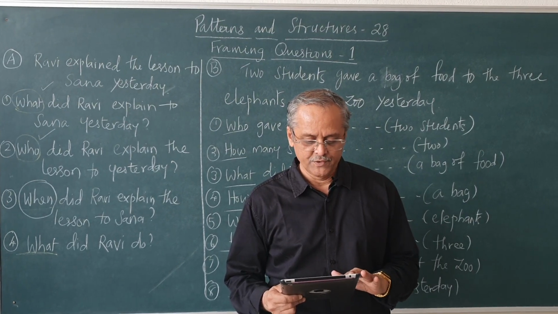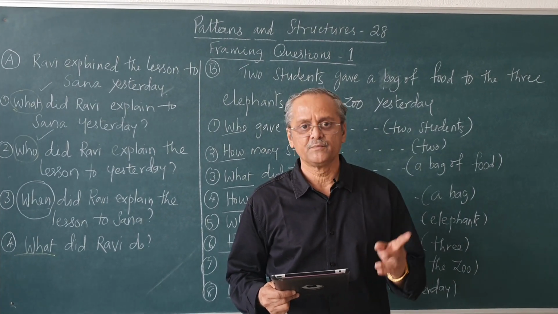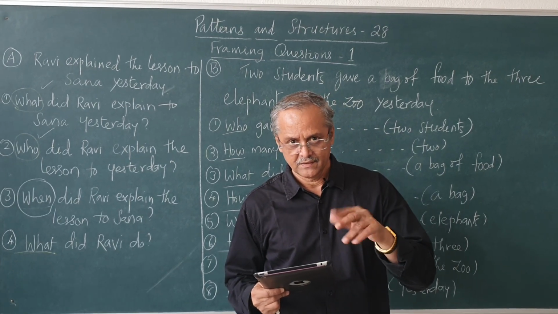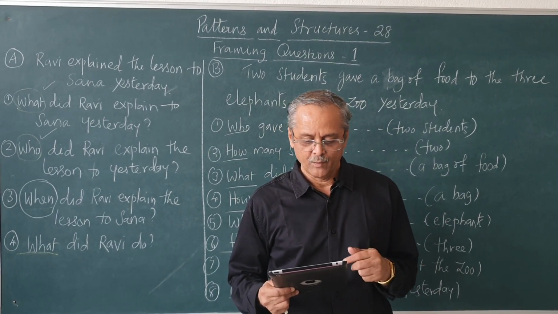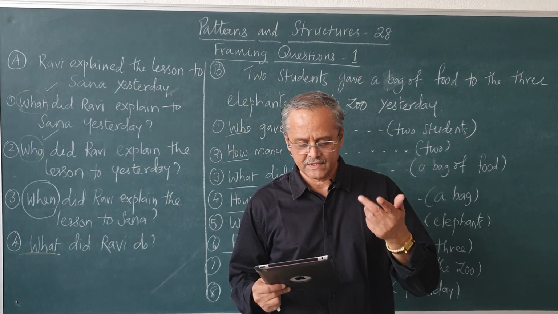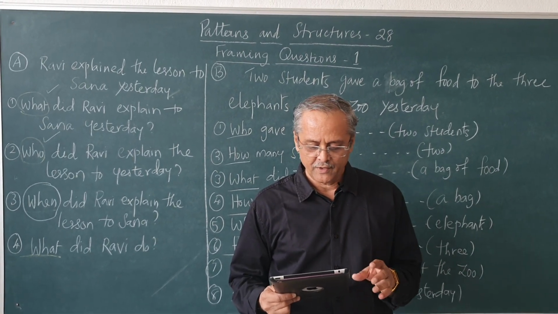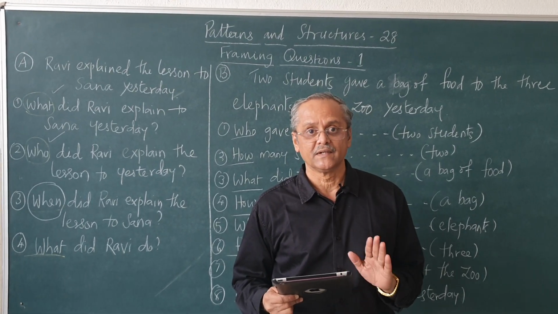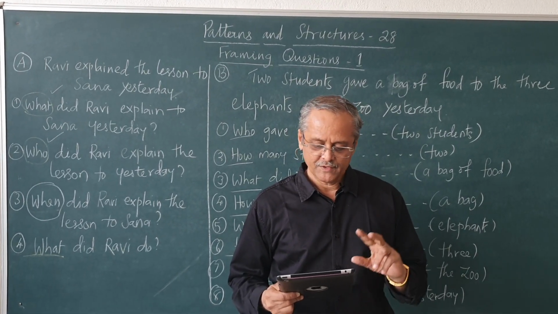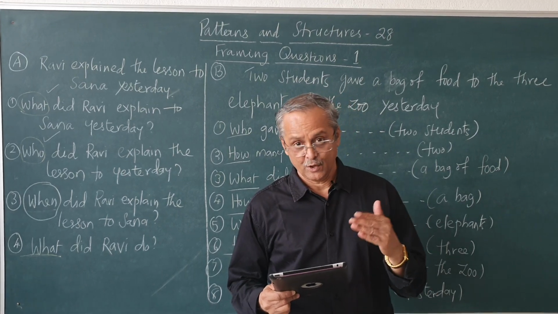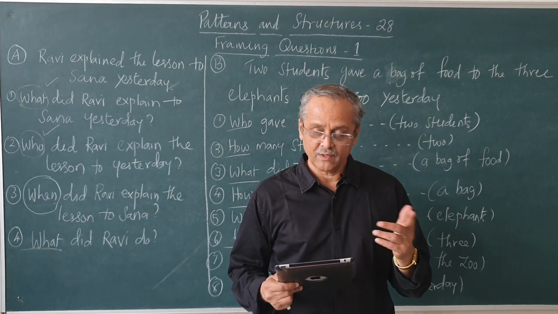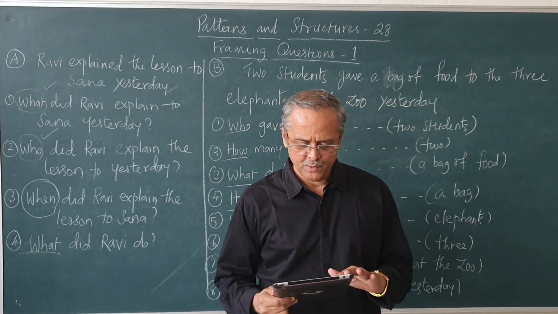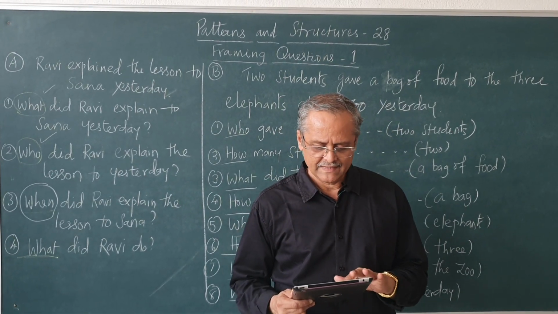Ramesh visited the museum yesterday. Who visited the museum yesterday? Ramesh. What did Ramesh visit? Museum. When did Ramesh visit the museum? Yesterday. A lot of coffee grows in Brazil. What grows in Brazil? A lot of coffee. How much coffee grows in Brazil? A lot. Where does a lot of coffee grow? In Brazil. Like that.